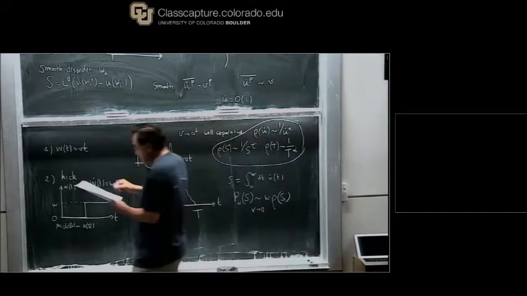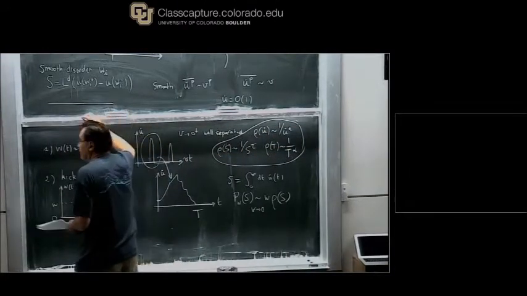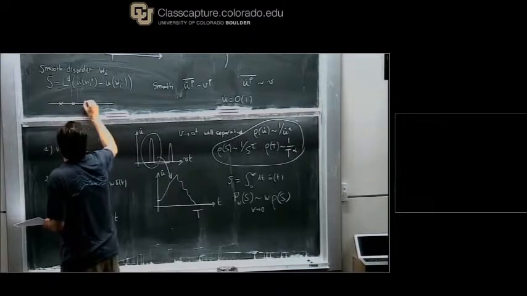Well, the reason for that is simple. I told you that they will occur at a discrete set of W1, W2, and so on.